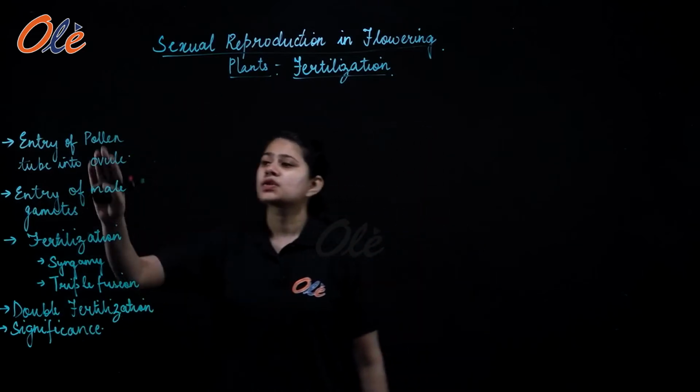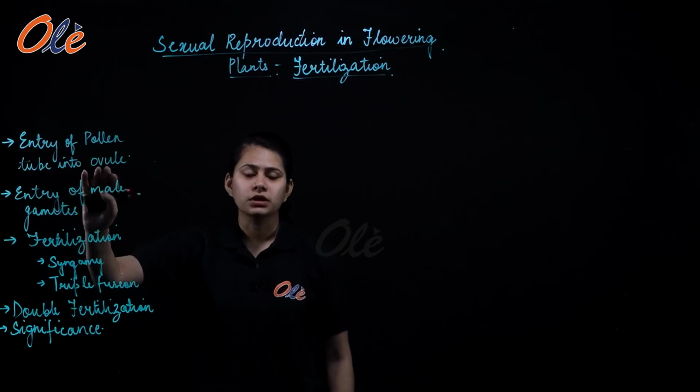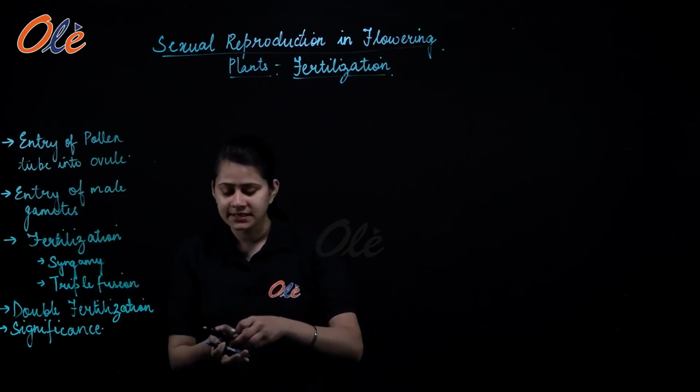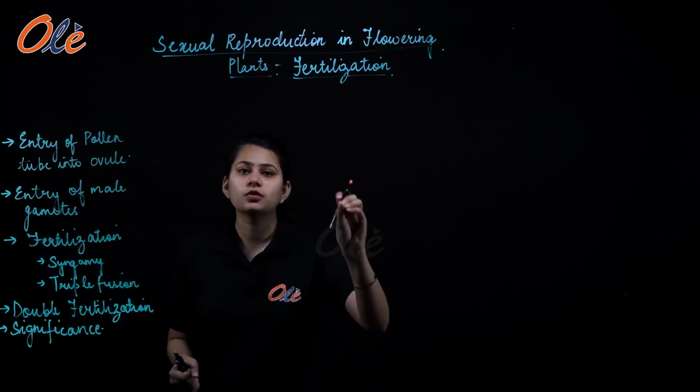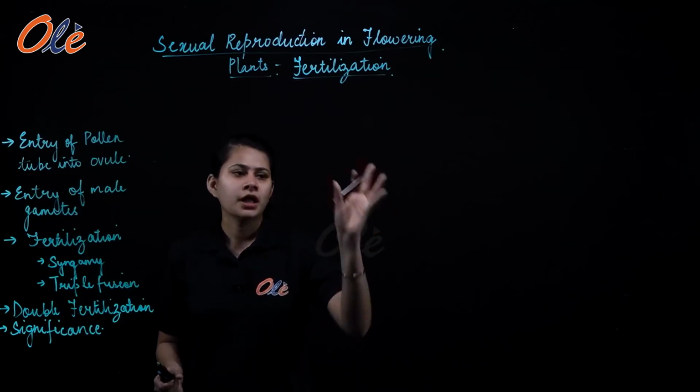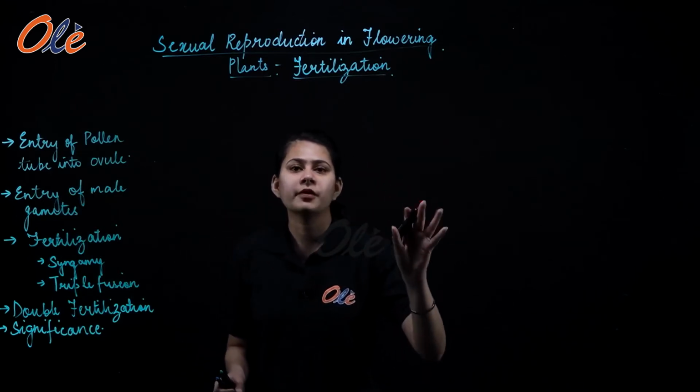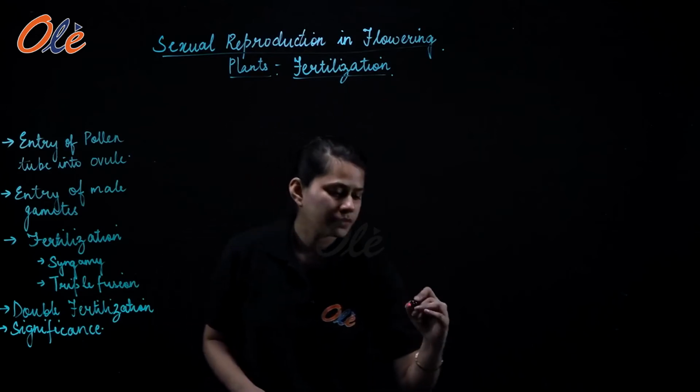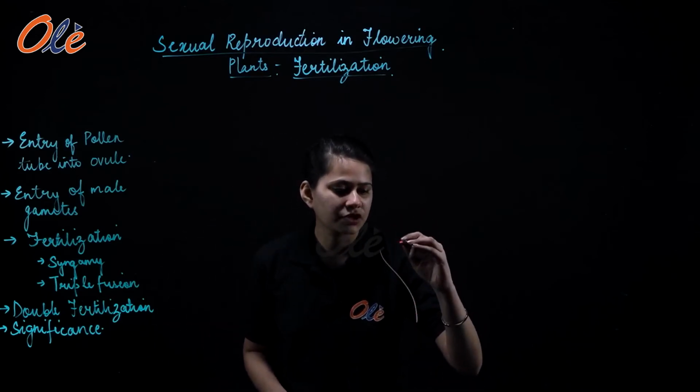Let us begin. So, entry of pollen tube into ovule. The first topic that we are going to discuss is how the pollen tube is going to enter into the ovule. Now let me explain this to you with the help of a simple diagram. See, the structure of the ovule we have already studied.